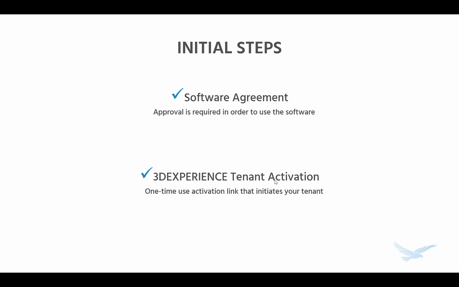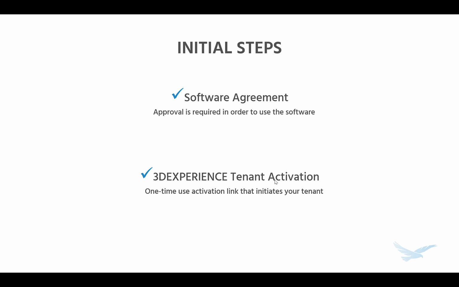So the initial steps. First, we need to agree to the software agreement. Without this step, we won't be able to proceed forward and initiate your 3DEXPERIENCE tenant. Once the software agreement is approved, then we can move on to activating the 3DEXPERIENCE tenant. This is done through a one-time use link that will be emailed to you. Please keep in mind, only click on this link if you intend to be the tenant administrator.